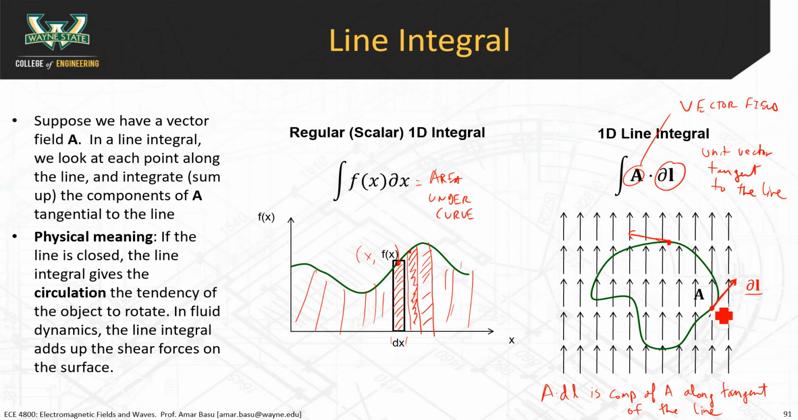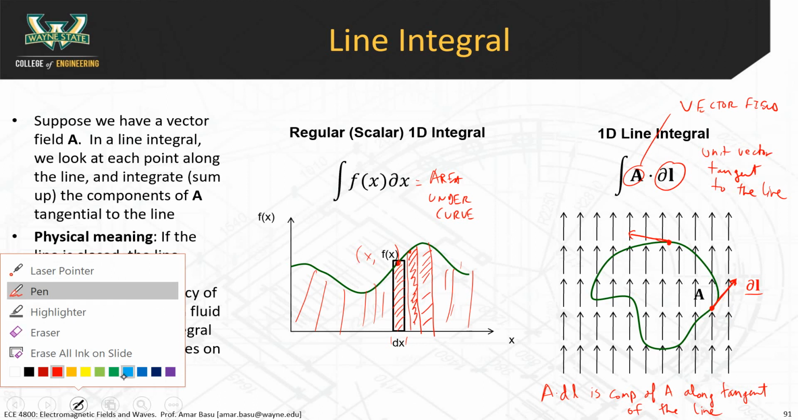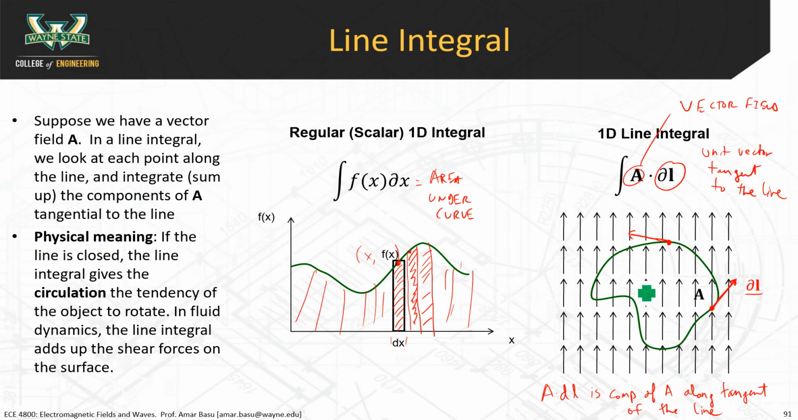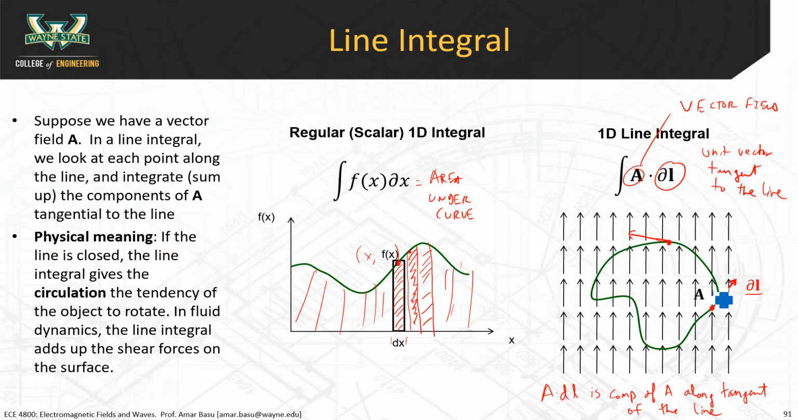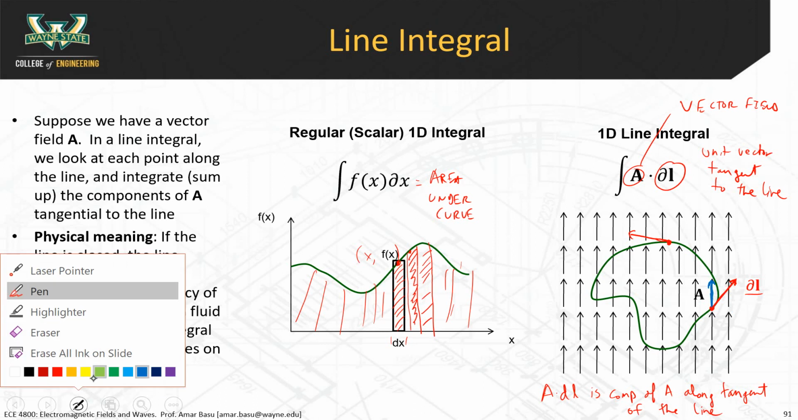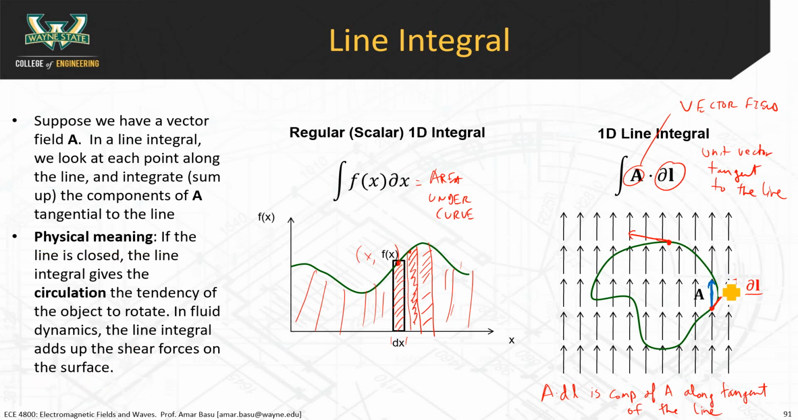Okay, so you imagine that the vector field A is pointing in this direction. I'll draw it in blue. So imagine that this vector field is pointing in this direction here, like so. Some component of that vector field is going to be along this vector dl. By looking at the line integral, what we are doing is taking the component of that vector along dl.